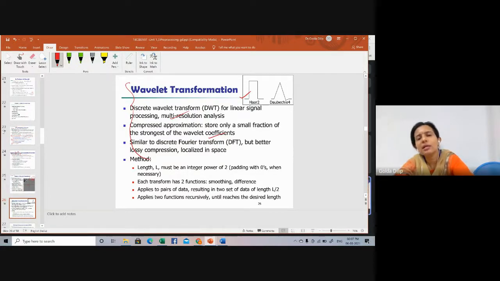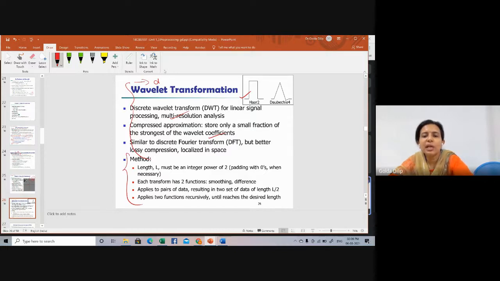Okay, so this wavelet transformation can be applied to your data cube also. When it's applied to the data cube, you apply the transformation to the first dimension, then to the second, then to the third. So that's how you proceed. There are different methods for it, and a general method is mentioned here. When you have length L, it must be a power of 2, so pad with zeros whenever necessary.